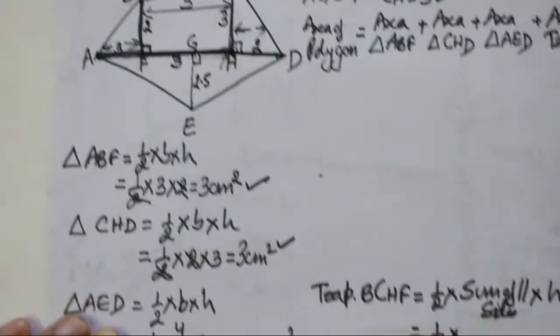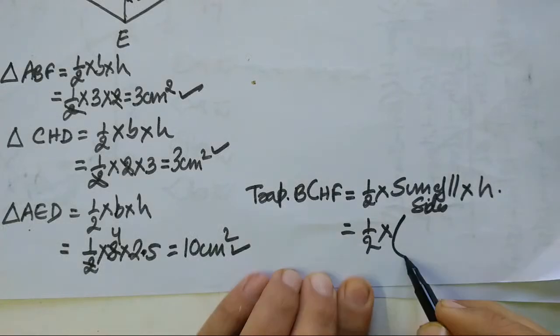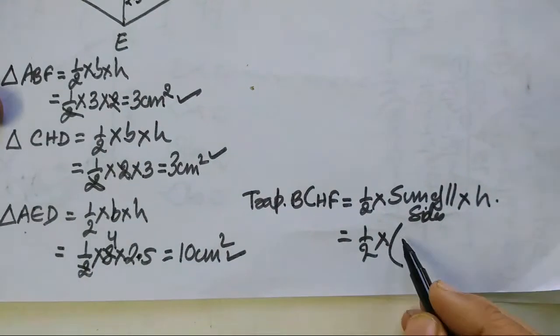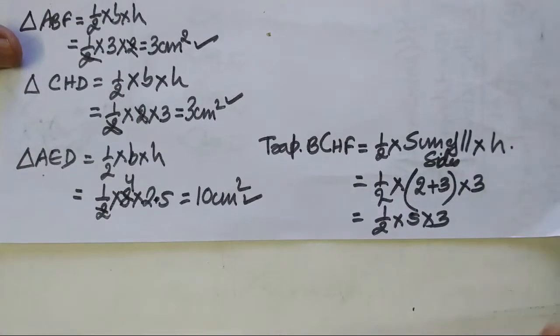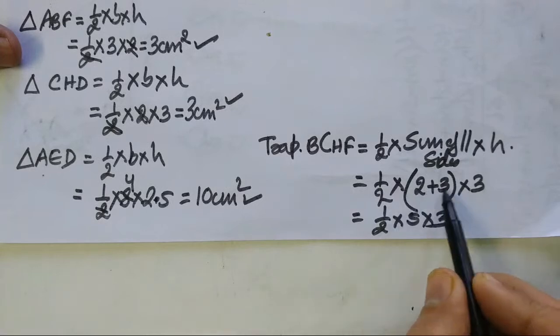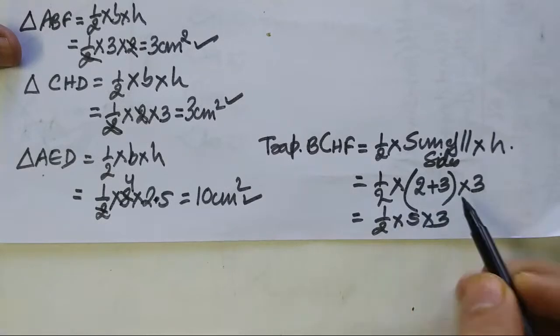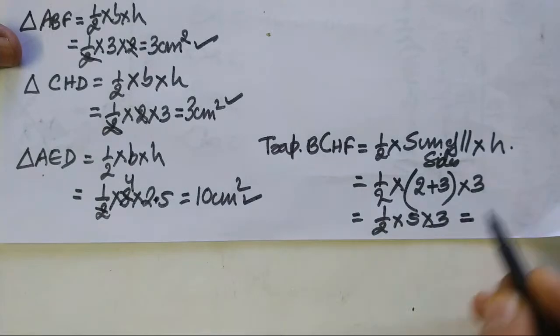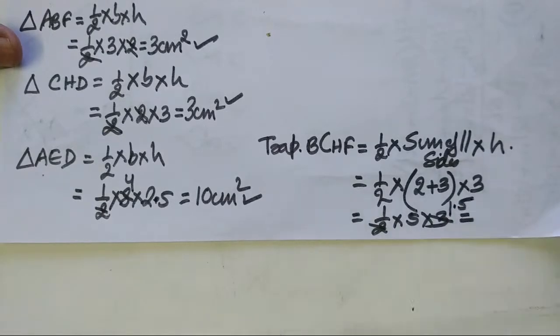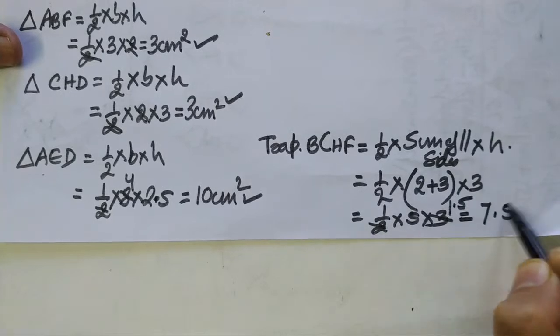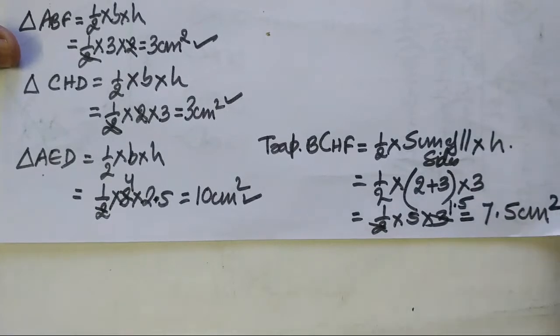Now just put these values. Half into sum of the parallel sides means what are the parallel sides? 2 plus 3. Now when I simplify, it will become half into 3 plus 2 is 5, 5 into 3. When I divide, the answer is 7.5 centimeter square.